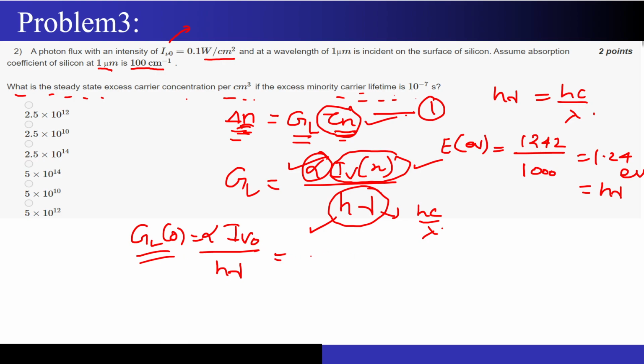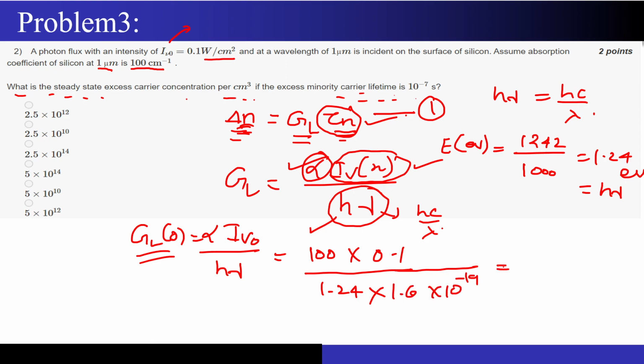So let me substitute everything over here. This GL of 0 I can calculate as alpha is 100. What is IV 0? 0.1. And what is h mu? H mu is 1.24. And since it is in electron volts, I have to multiply it with the Q, 1.6 into 10 to the power minus 19. So if you just calculate this value of GL, it will come out to be around 5.04 into 10 to the power 19 per centimeter cube per second.